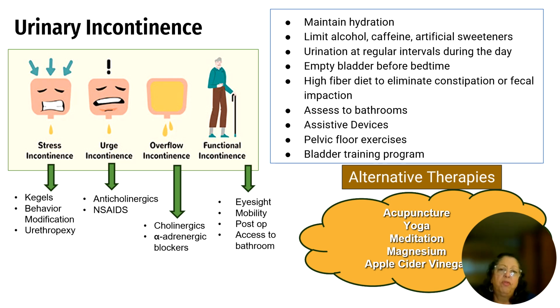So the most common causes of urinary incontinence are stress incontinence, urge incontinence, overflow incontinence, and functional incontinence. And these are how they define incontinence in your medical records. You'll see that. Stress incontinence can be overcome with your pelvic floor exercises, behavioral modification, and urethropexy, where they go in surgically and lift up the bladder.